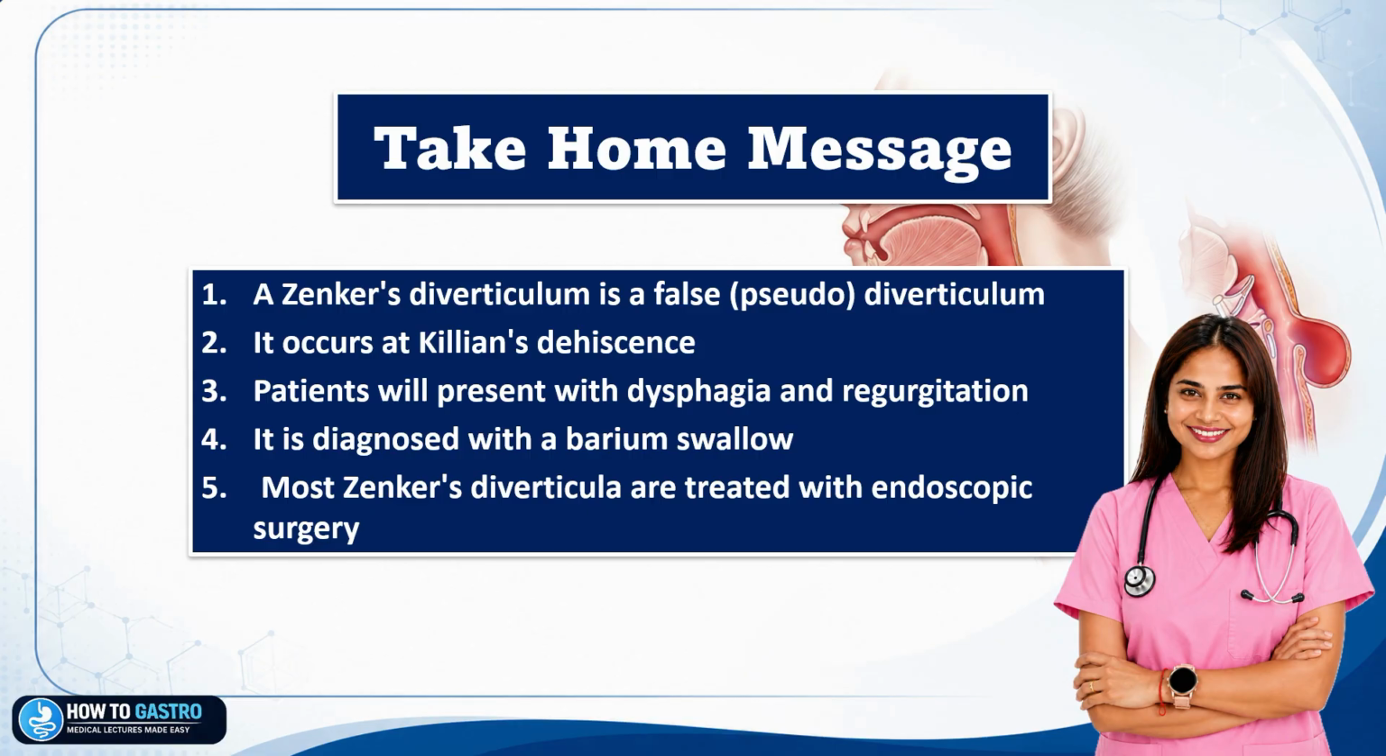And so the take-home message. A Zenker's diverticulum is a false or pseudo diverticulum because it only contains two layers of the esophageal wall. It occurs at Killian's dehiscence, which is that weak spot. Patients will present with dysphagia and regurgitation, a difficulty in swallowing, and the appearance of food that they've ingested back into their mouth. It can be diagnosed with a barium swallow, and most Zenker's diverticula are treated with endoscopic surgery methods.